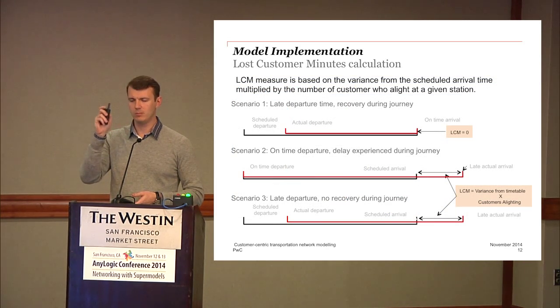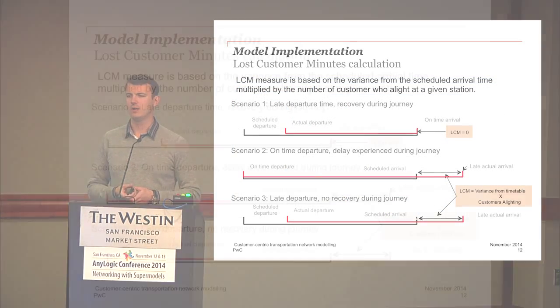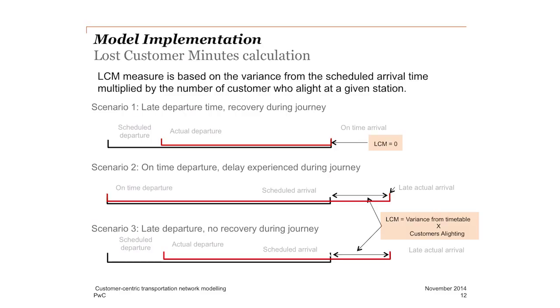So back to the lost customer minutes. There are different ways to calculate it, but here's a very quick example to show that there are some situations where the train is late, but the customer still arrives on time, so no minutes lost. There are some situations where obviously the train's late and yes, there are some minutes lost.